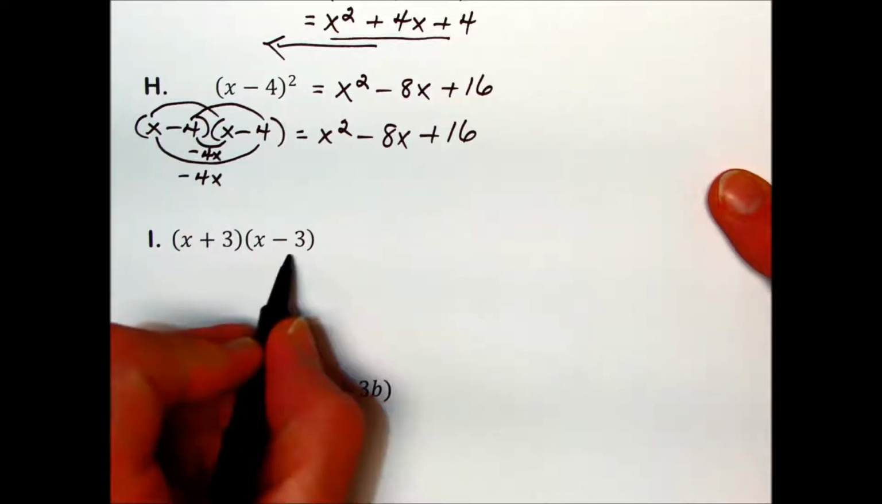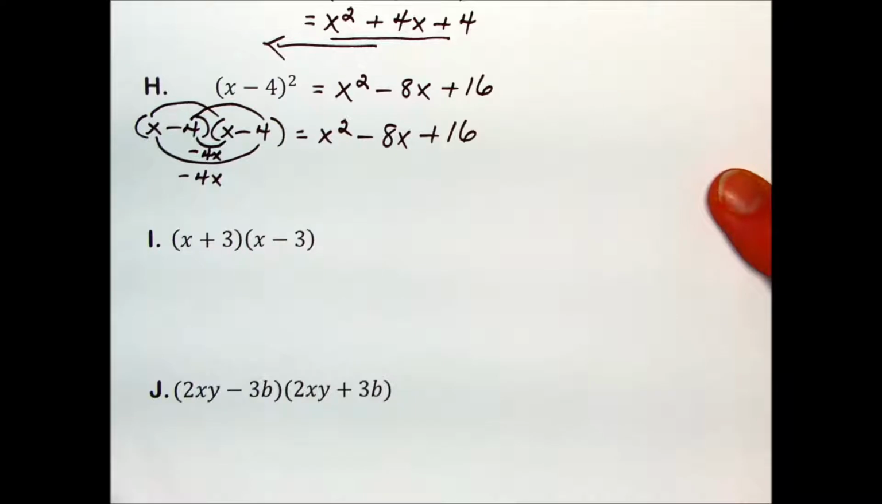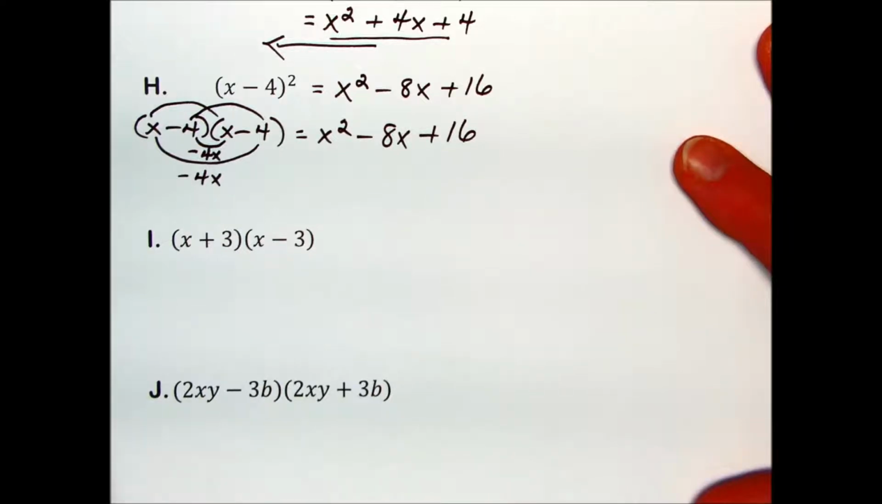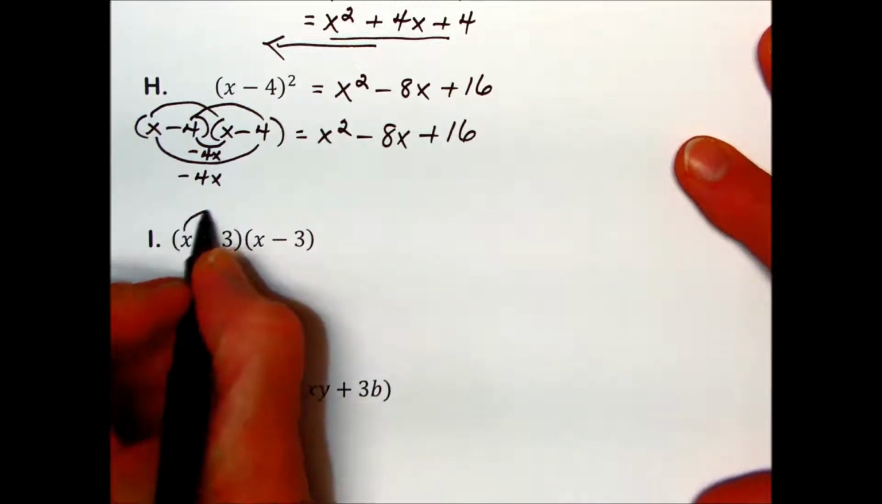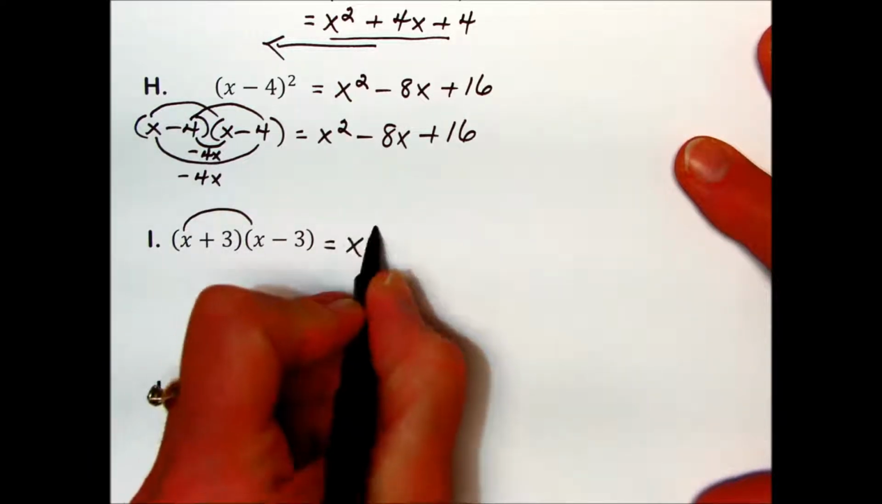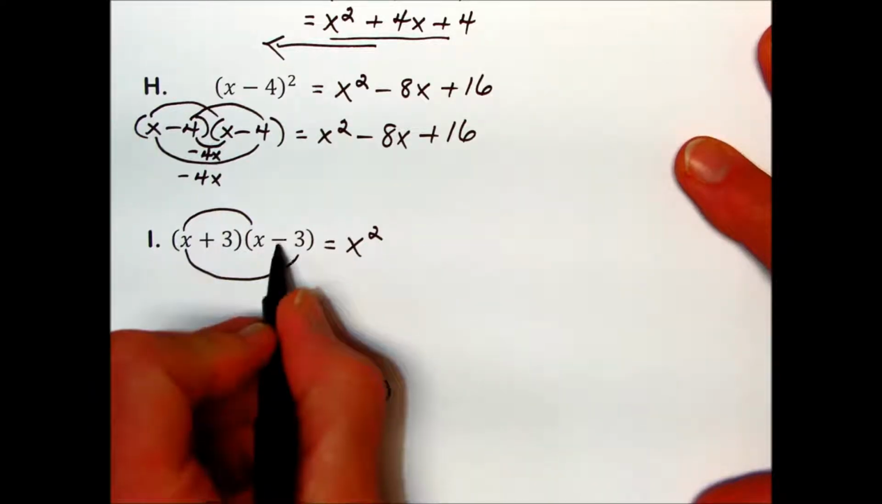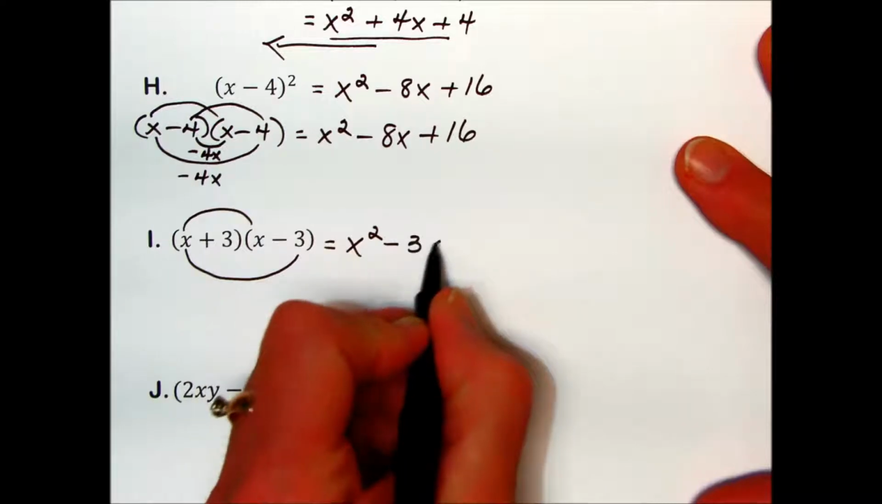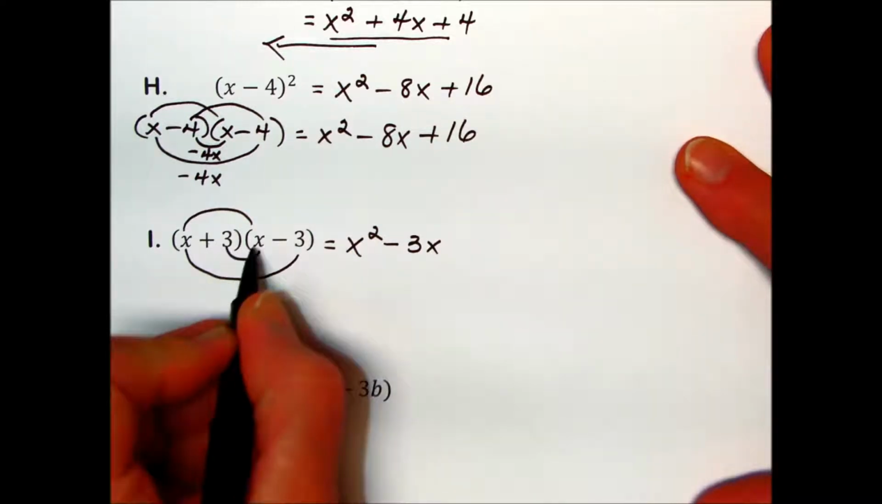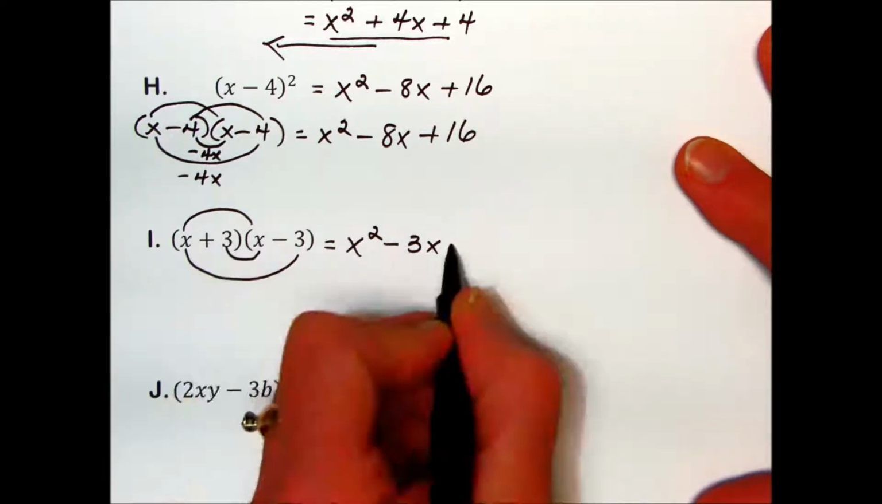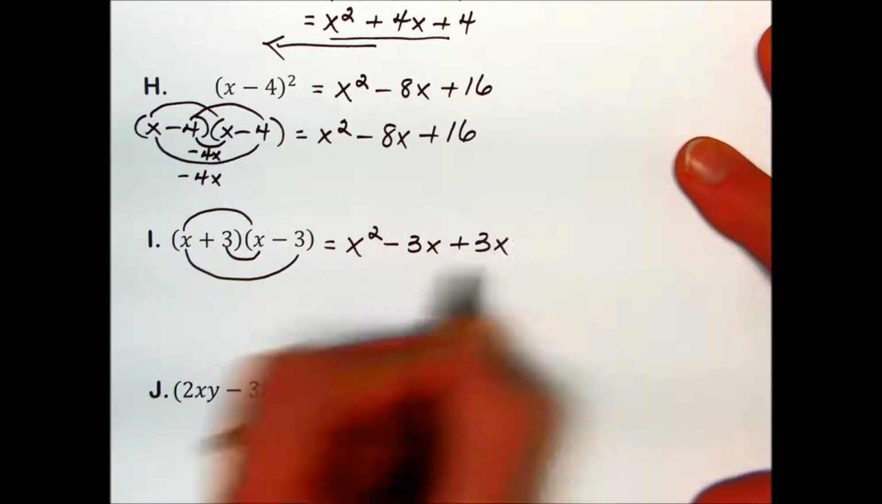When I look at these two binomials that are being multiplied, they're exactly the same except for their signs. And let's see what happens when we multiply something that looks like this. First terms multiplied together, x squared. Outside terms multiplied together, a positive times a negative is a negative 3x. Inside terms multiplied together, positive times a positive.